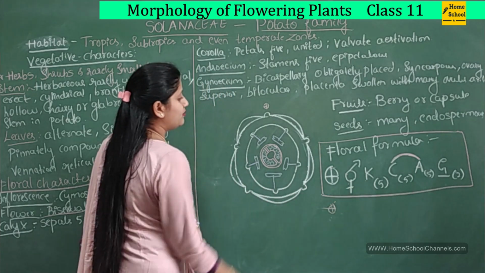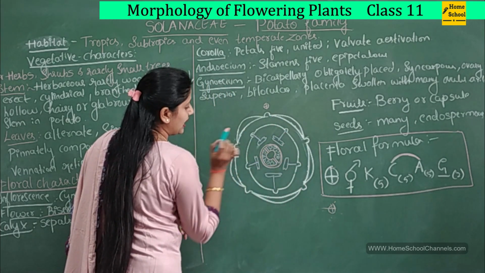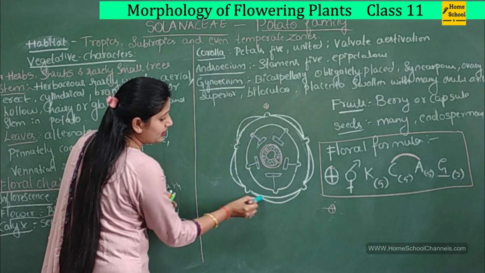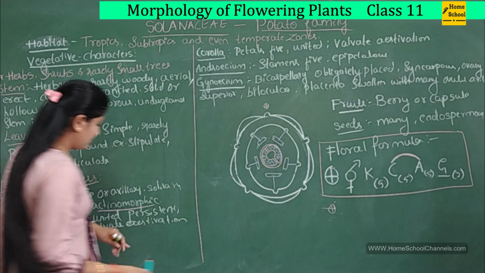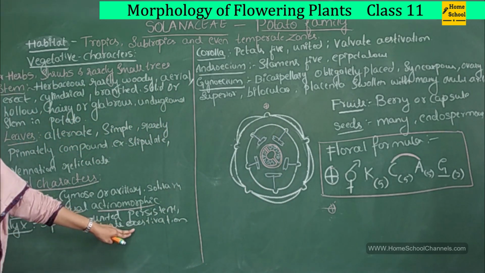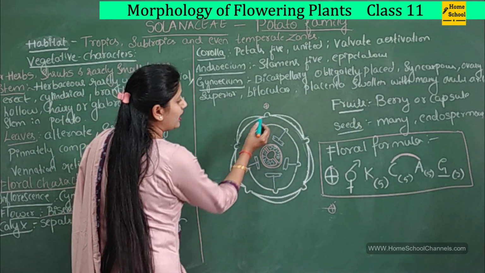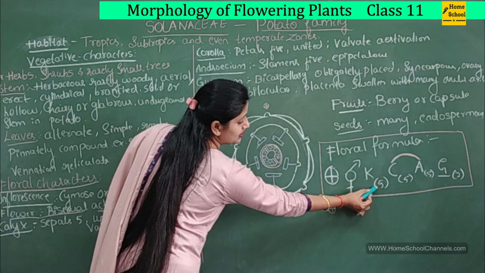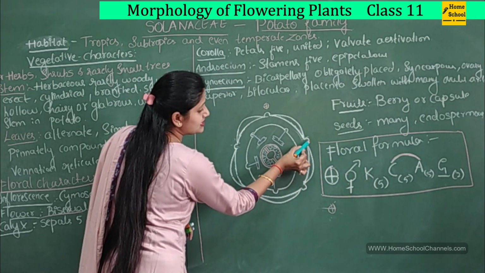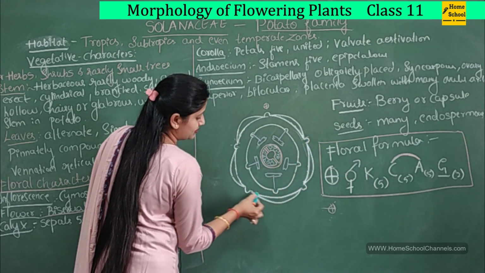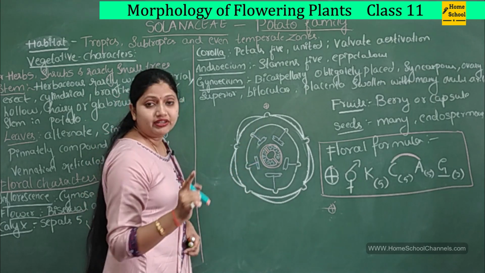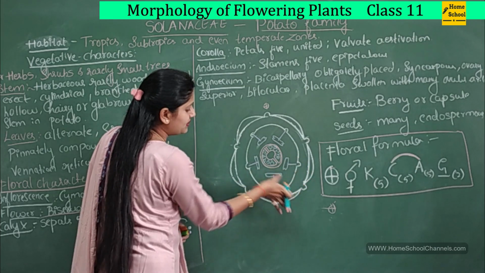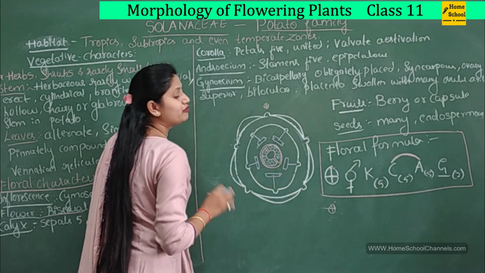About the floral diagram, firstly, this is the calyx. This outermost region is the calyx here. And since they are showing the valvate estivation and they are fused, if you see here, the sepals are fused. So this is the fusion. All the sepals are fused and with valvate estivation there is no overlapping. So the sepals are not overlapping here and they are fused.